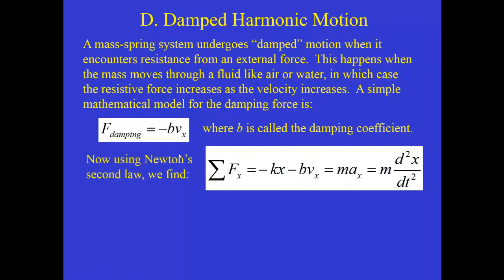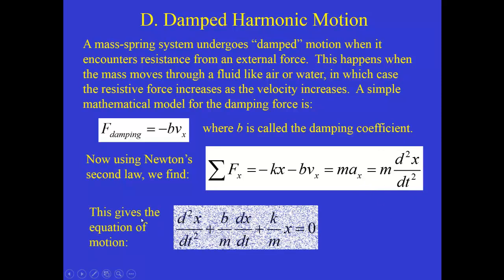With Newton's second law, we can now write down a more sophisticated equation of motion that includes not only the restoring force from Hooke's law, but also this damping force. We set the sum of those two forces equal to mass times acceleration in that direction, which is mass times the second derivative of position. Rearranging this gives the equation of motion, which is a second order differential equation, but notice it includes not only the second derivative, but also the first derivative, because the velocity, v sub x, is dx dt.